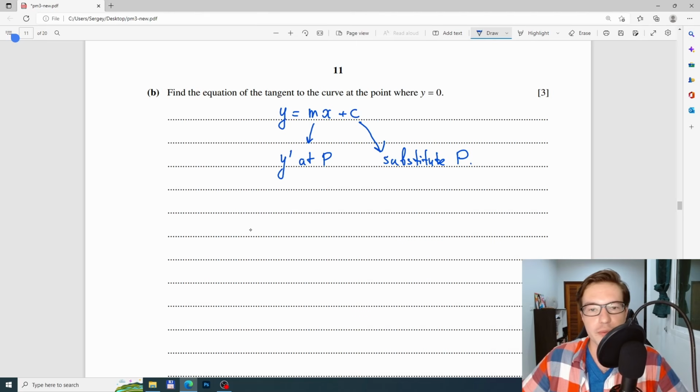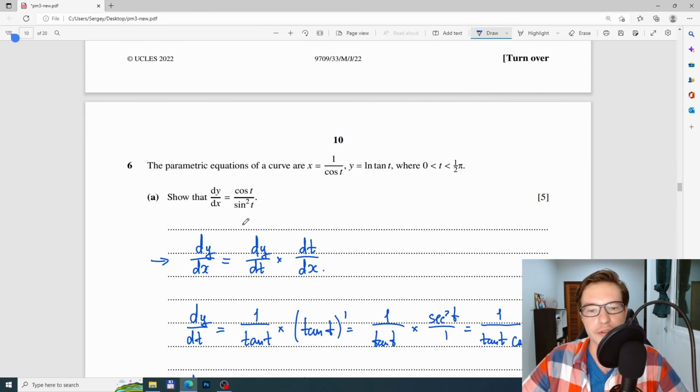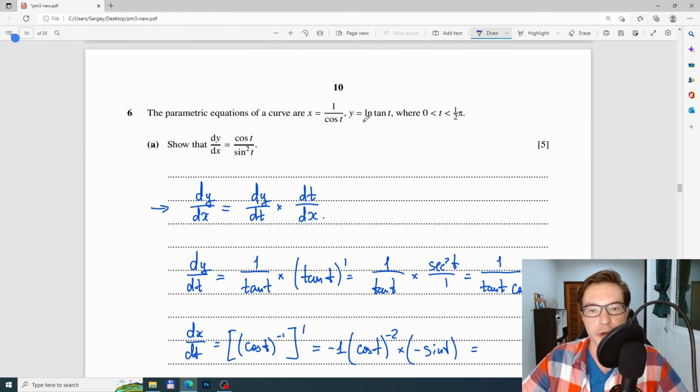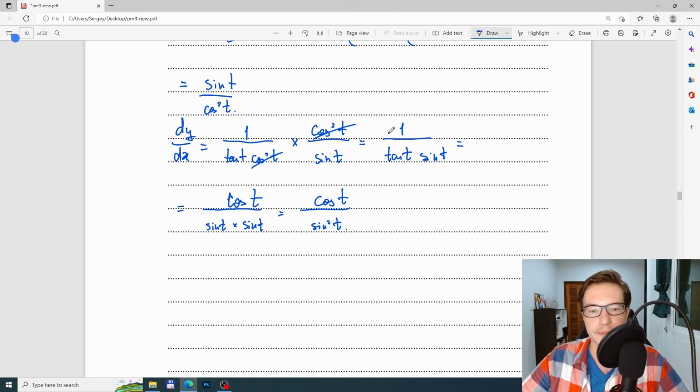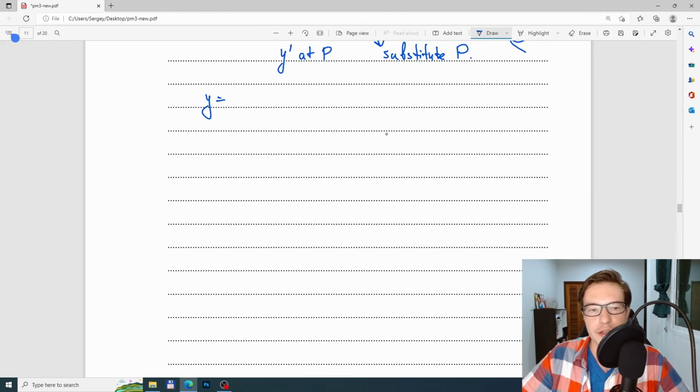Okay, so all in all, it looks like we'll have to find the coordinates of the point P, the point of intersection of the curve and the tangent. Okay, so how can we find it? We know that the point of intersection is where y equals 0. Now, let's have a look at the question, and we actually have the equation for y. It is log of tangent t. So that means log of tangent t must be equal to 0. And I will have to solve this equation.